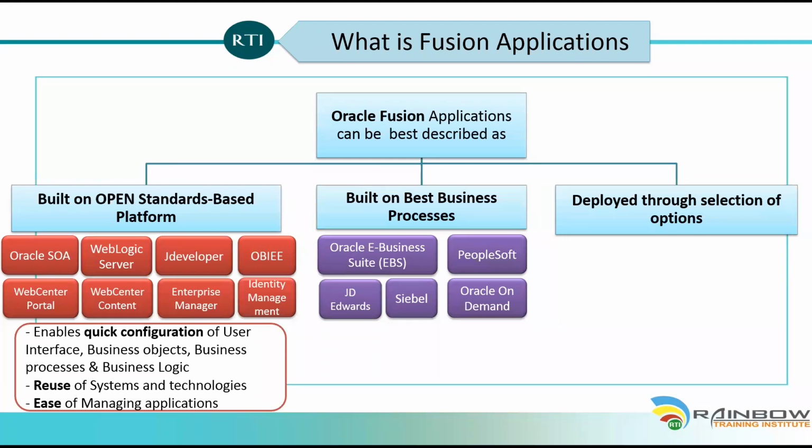All those processes are brought together and built and included into the Fusion applications. That is why, if you know the Oracle EBS, it doesn't mean all of the Oracle E-Business Suite is shifted to Oracle Fusion. No. Some of the processes are shifted and some of these processes are borrowed from PeopleSoft or JD Edwards like that. That's why it's built on the best of the business processes.